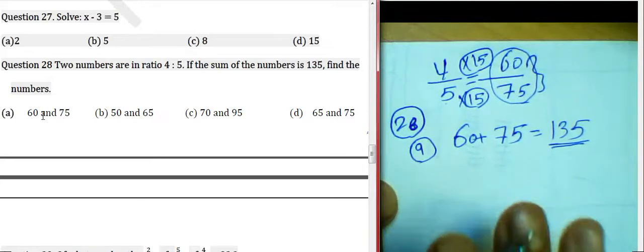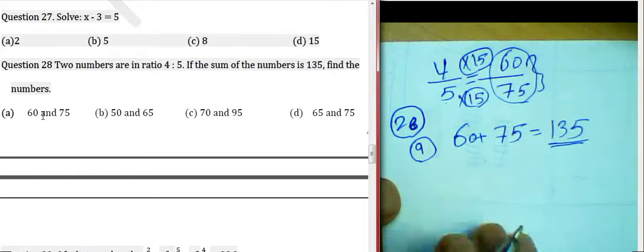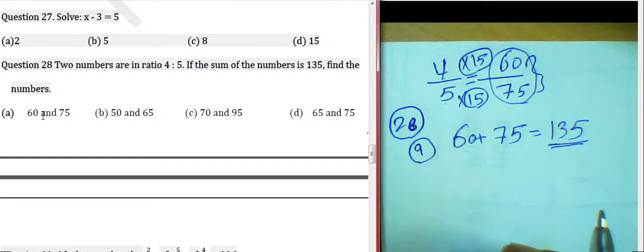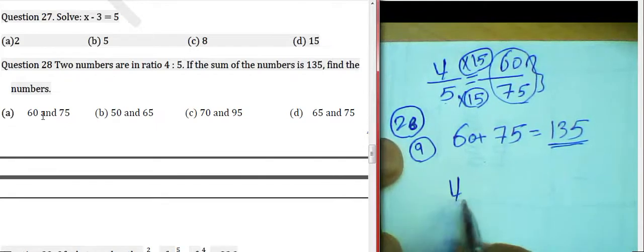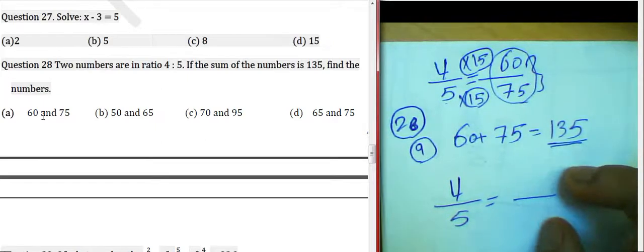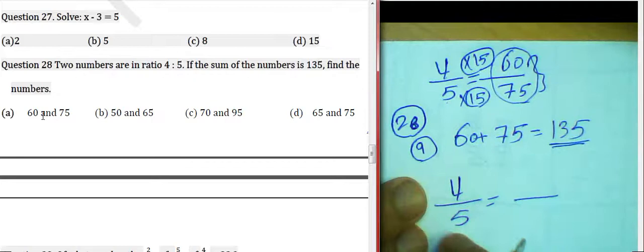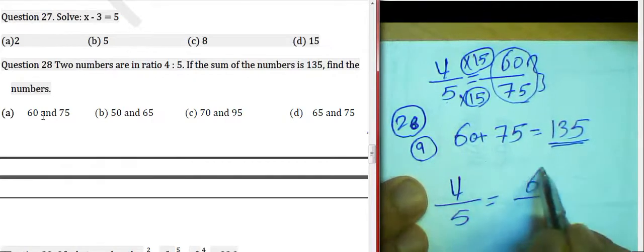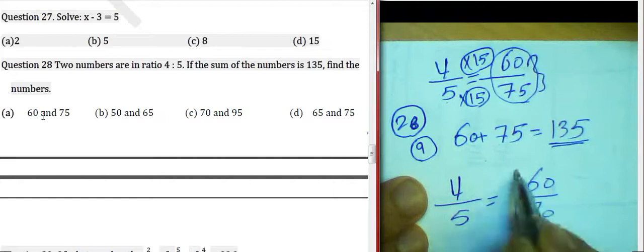Again, I will solve it again, okay? Pay attention to this question. What did he ask, or what did he tell us? The two numbers are in ratio 4 and 5. If the sum of the two numbers is 135, find the numbers. Look at letter A, 60 and 75. We will choose letter A.